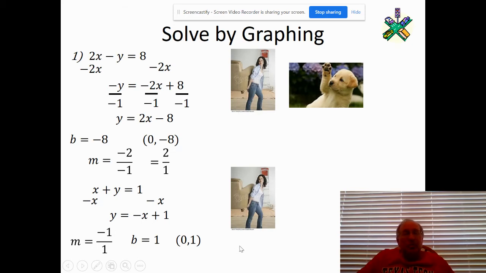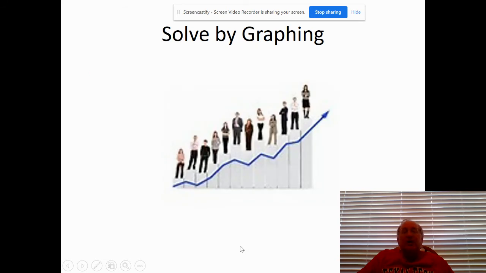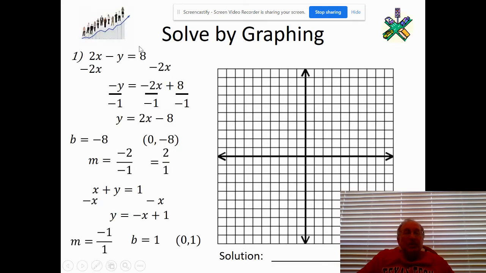Okay, the reason that's important is we're going to solve by graphing now. So here's all the work that we just did. I'm going to graph this equation here, y equals 2x minus 8. I know the y-intercept is at negative 8, so I'm going to put a dot down here at 0, negative 8. And I'm going to go up 2 over 1, up 2 over 1, and draw a line. Then I'm going to go to this other one. I know the y-intercept is at 1, so 0, 1. It's going to go down 1 over 1. And these two lines intersect right here at this point, which is the point 3, negative 2.